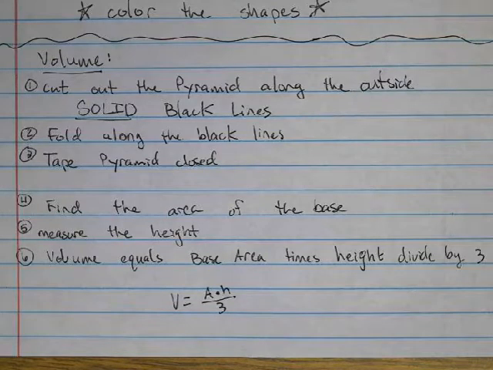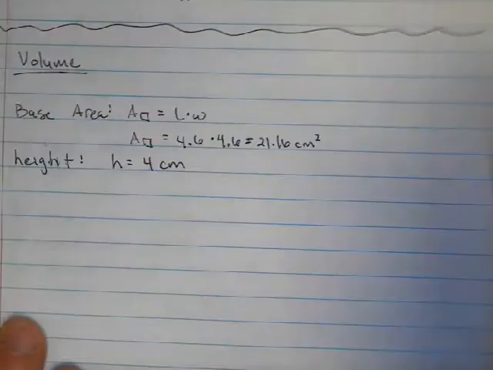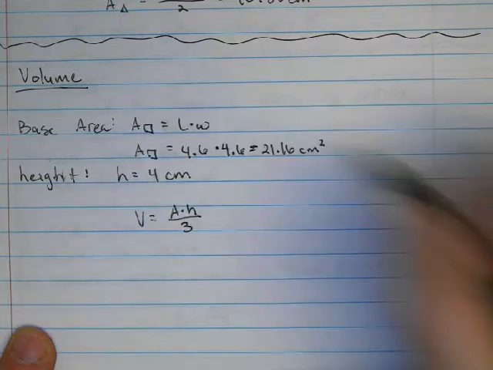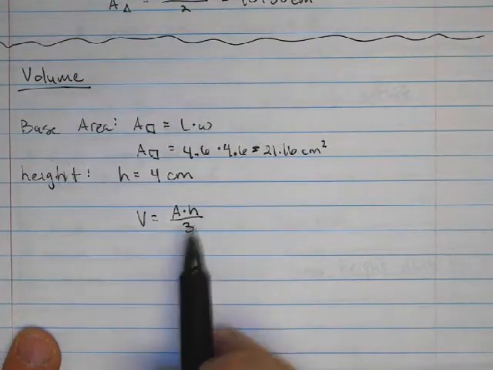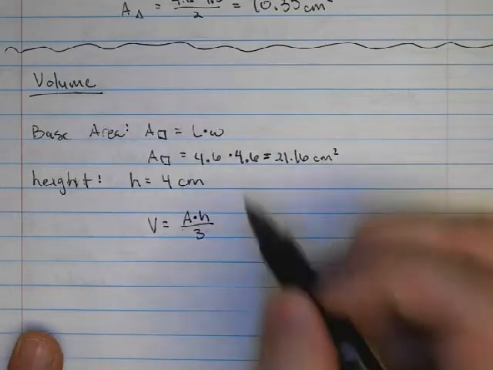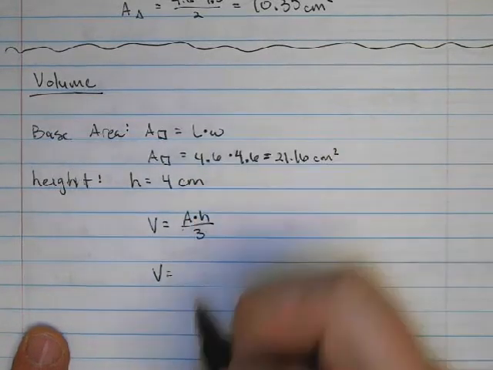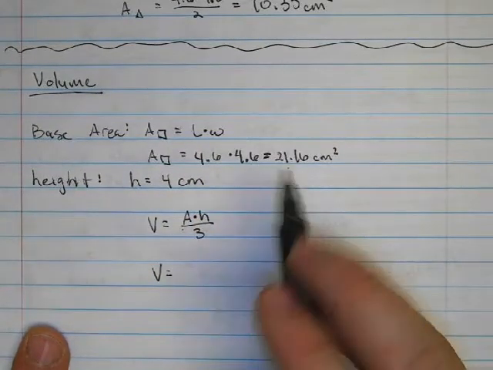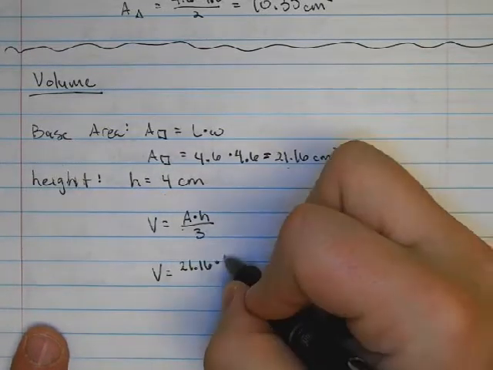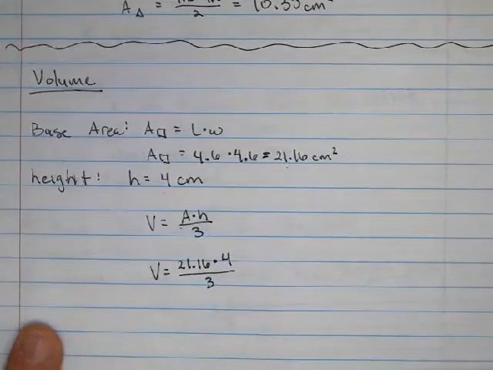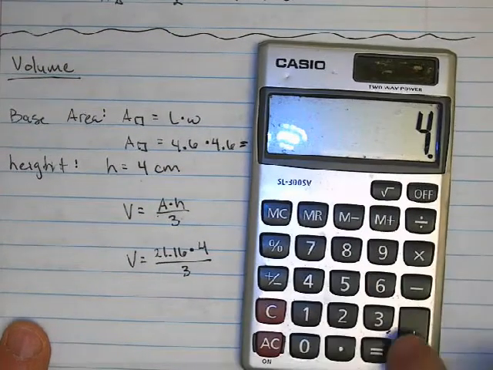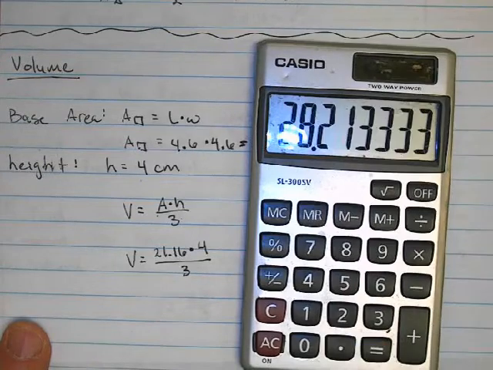Okay, so let's go to our assignment, and we will copy our volume formula from our notes. Volume equals the area times the height, and then we divide that by 3. And it's just always divided by 3 when we're talking about pyramids. That's just the way the formula works. So we'll plug in our numbers. So volume is equal to my area, 21.16, times my height, 4, and then I'll divide that after multiplying by 3. So I'm going to go 21.16 times 4 divided by 3, and I'll get my volume.